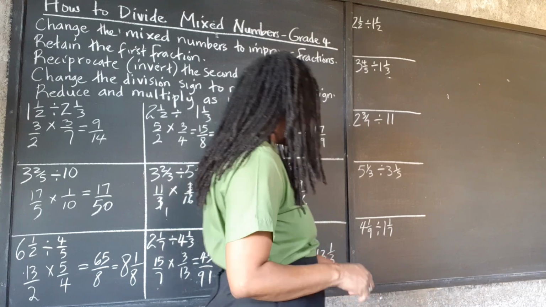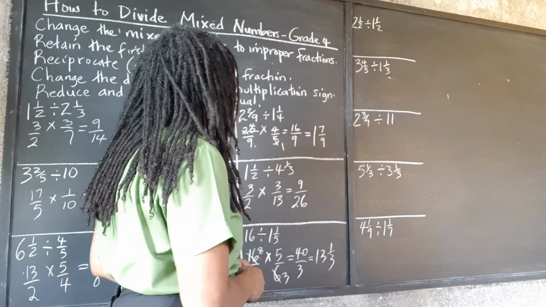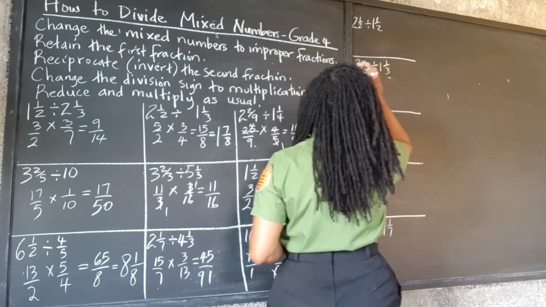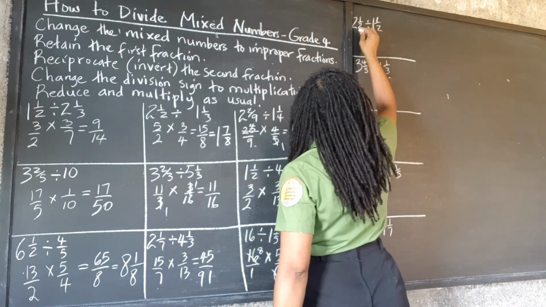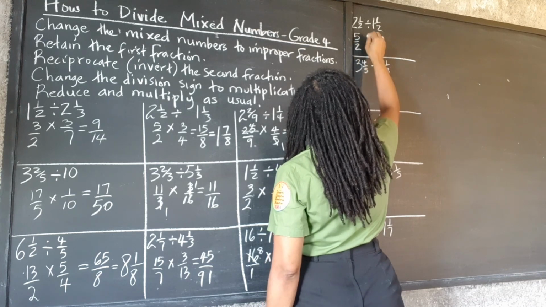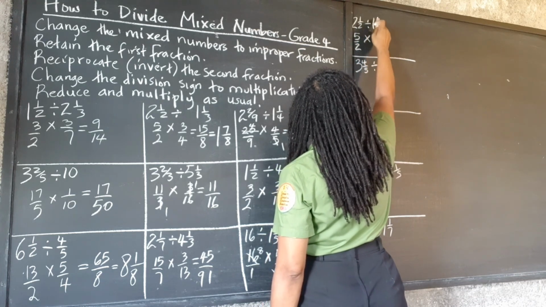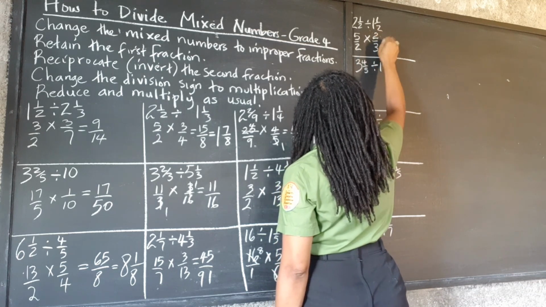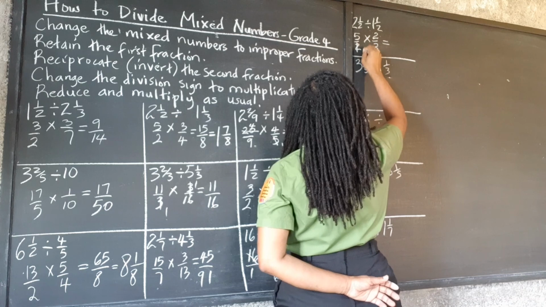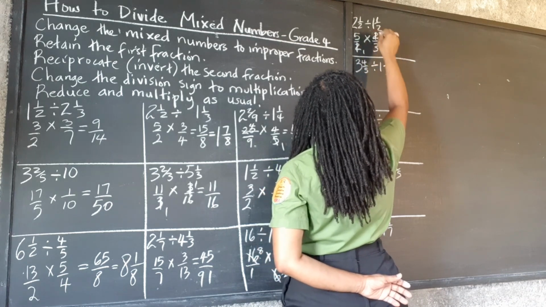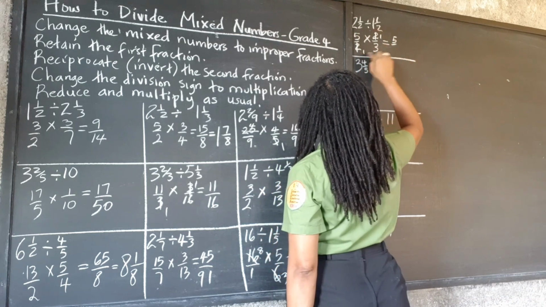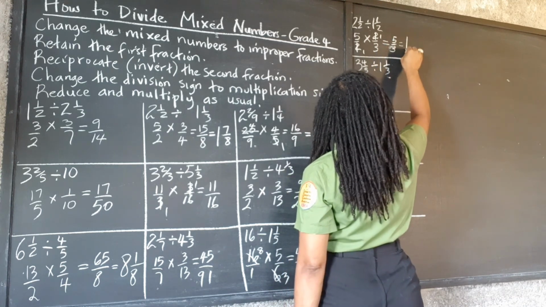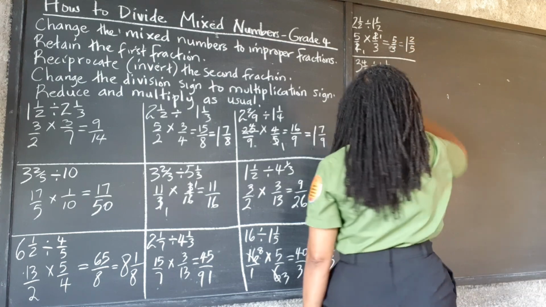So here we have five more to go. 2½ divided by 1½. So we're changing them to improper fractions. 2 twos are 4 and 1 is 5, over 2, times 2 ones are 2 and 1 is 3, over 2. Reciprocate that, 2 over 3. The 2s can reduce themselves. 5 times 1 is 5, 1 times 3 is 3. 3 goes into 5 once, remainder 2, so 1 and 2/3.